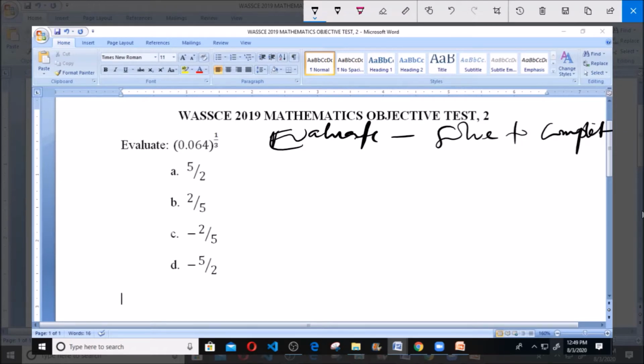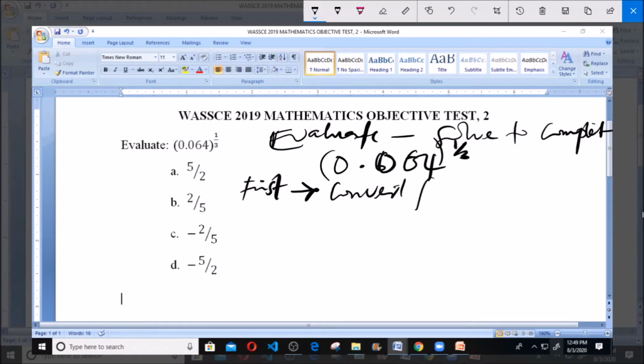Now, this is 0.064 raised to the power of 1 over 3. And this is the question. Now, the first thing you do is to convert this number. Now, these are the options. A says 5 over 2, B says 2 over 2, C says minus 2 over 5, and D says minus 5 over 2. And the first thing is to convert it from decimal to fraction.